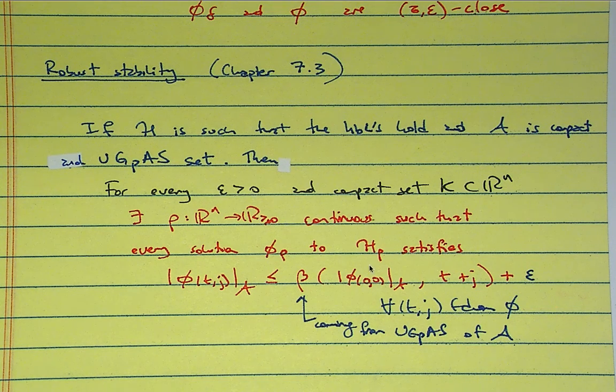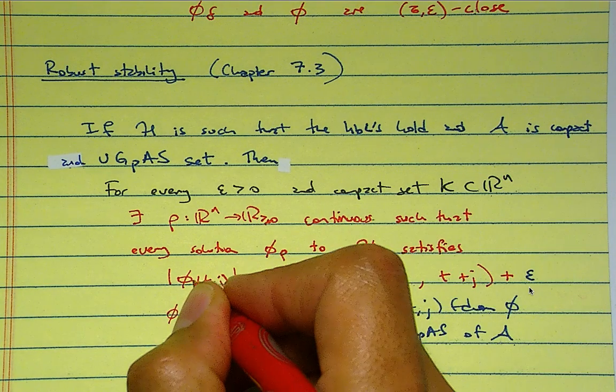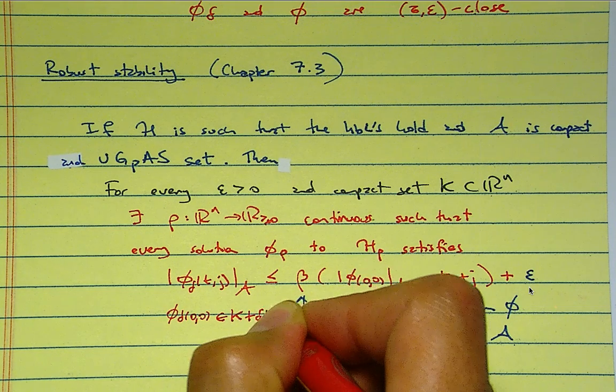In other words, remember this KL function will go to zero as t plus j goes to infinity. That's the definition of the L property of a KL function. Now, when this goes to zero, this beta goes to zero, you still have this epsilon constant here. So in other words, you get what you expect. Under perturbations, you don't converge to A, but you converge to a neighborhood of it. Okay? And this is for every solution phi delta with phi delta(0) in K plus delta ball.